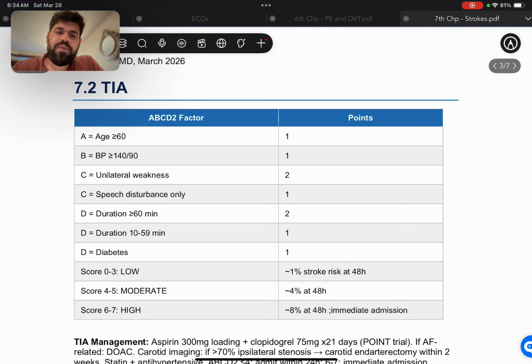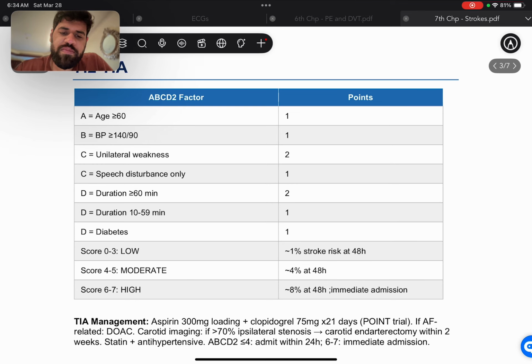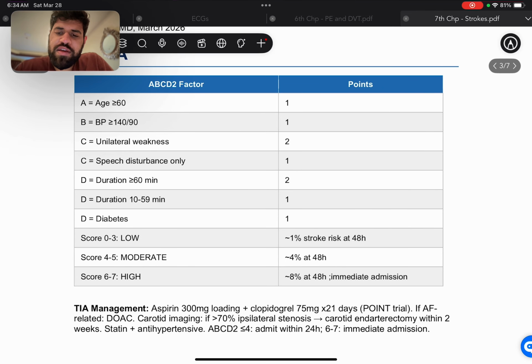Alright, now moving on to the TIA, which is a transient ischemic attack. We should know the ABCD2 score, because based on that we determine the risk of stroke in the next few days. It basically calculates the risk of stroke in the next 48 hours.